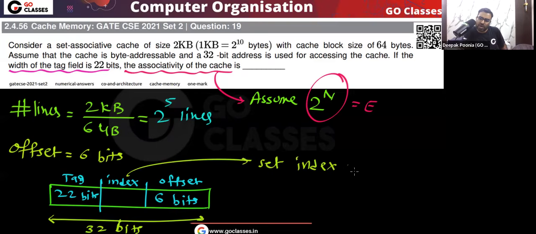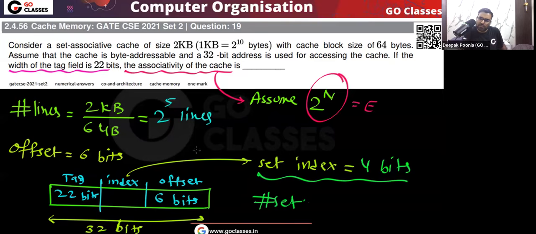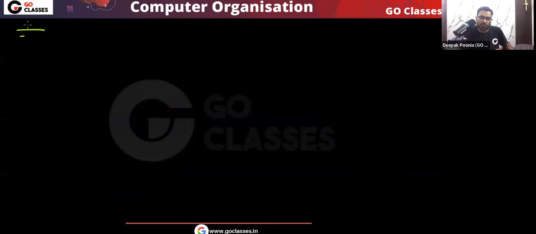So tell me, for set index, how many bits do we need? 32 minus 22 minus 6, so that will be 4. Yes or no? For set index, we need 4 bits. So what is the number of sets? The number of sets is 2 power 4. In the cache memory, we have 2 power 4 sets. So the number of sets we found is 2 power 4.